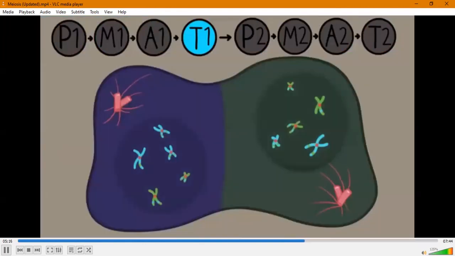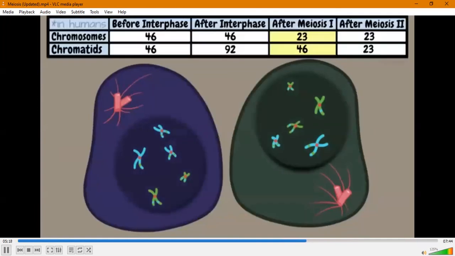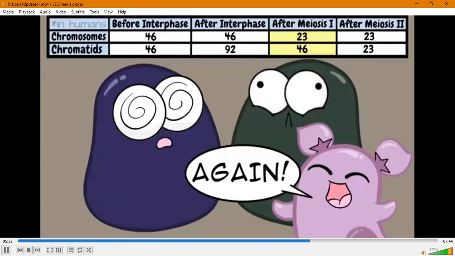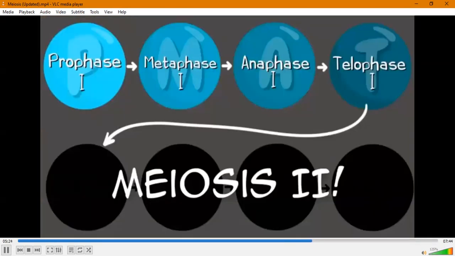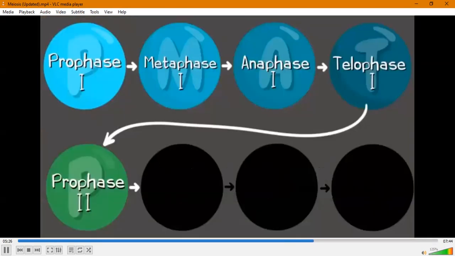Then we end with telophase 1, where you have two newly formed nuclei, and it becomes obvious that you're going to end meiosis 1 with two new cells. Cytokinesis follows with splitting the cytoplasm. But we're not done yet. On to meiosis 2. The very first step in meiosis 2 is prophase 2.